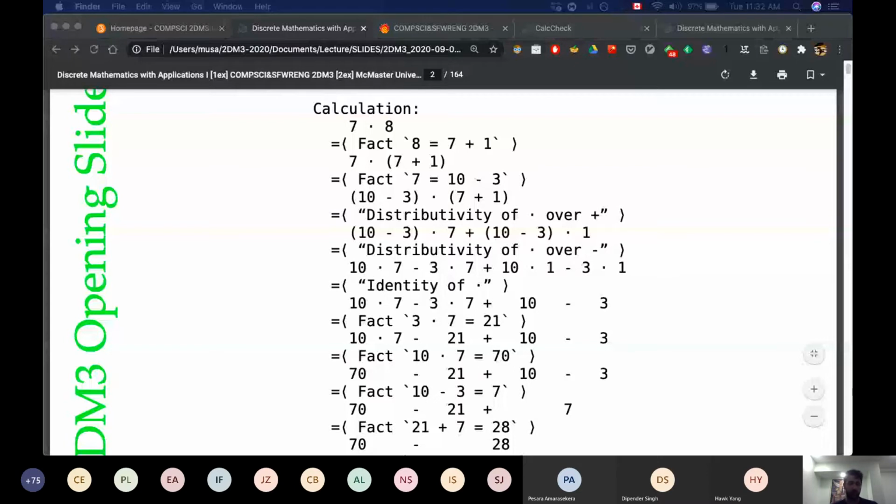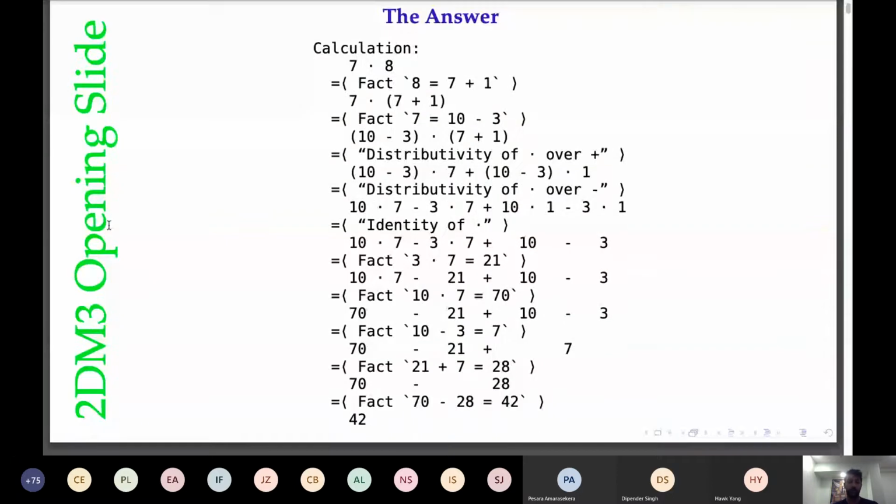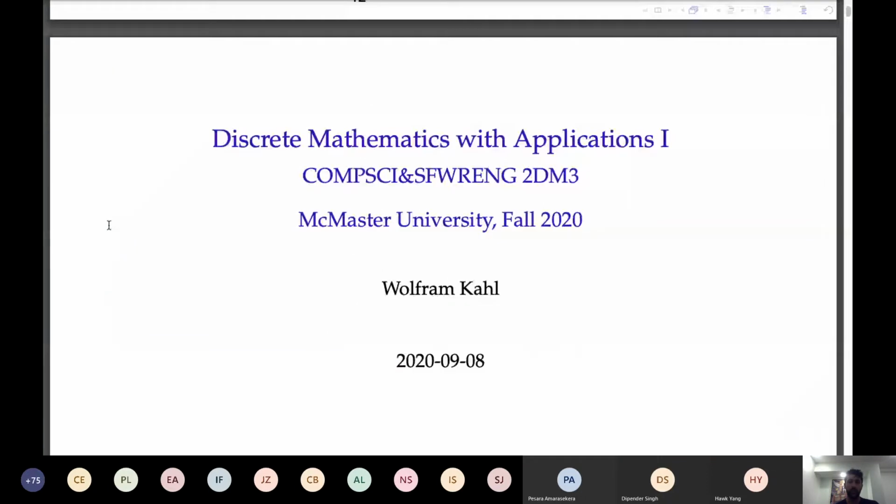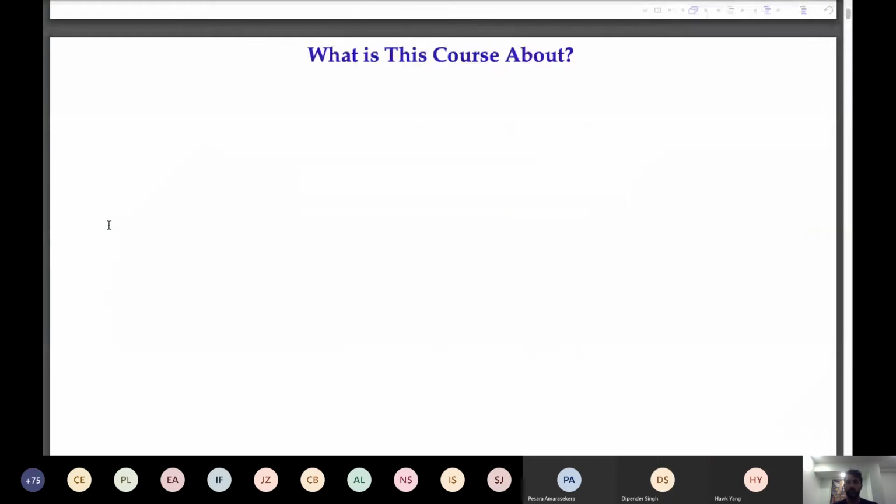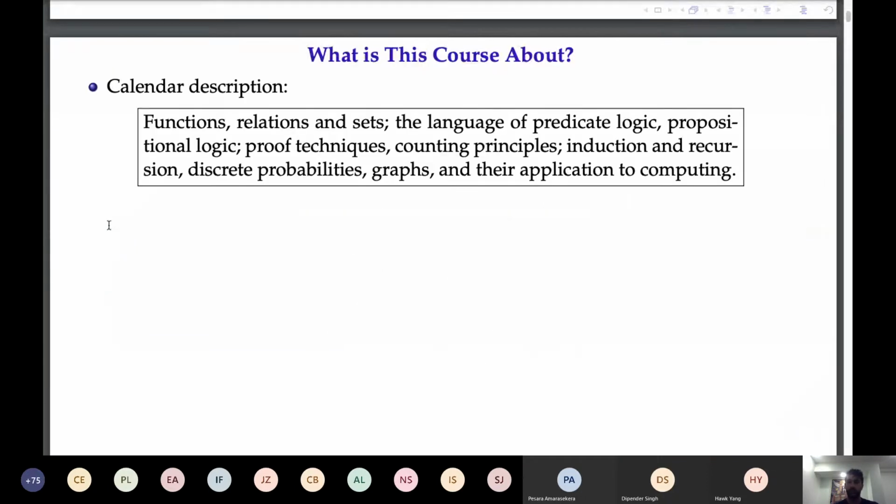So again, as I said, this class is discrete mathematics 2DM3 for second year students. It's for software engineers and computer scientists. The purpose of the class is to get you familiar with foundational mathematical concepts and structures, such as relations, graphs, sets, orders, and other similar things that you'll see next term and in future years. That's what the calendar description is for this class.